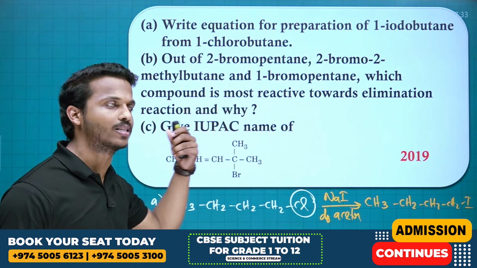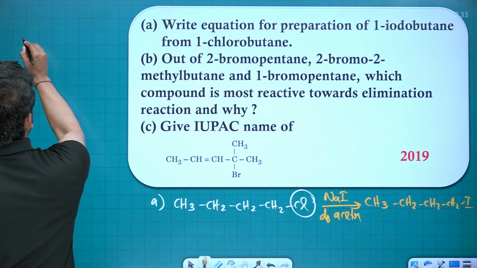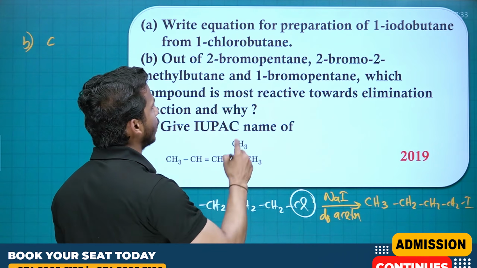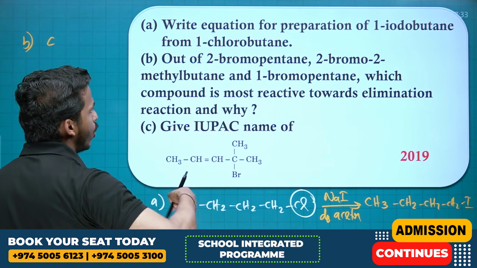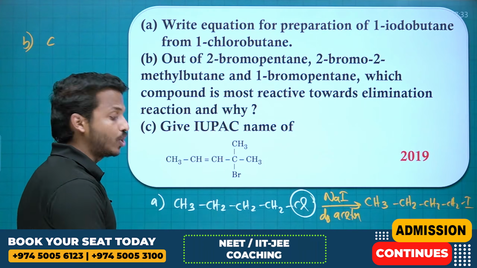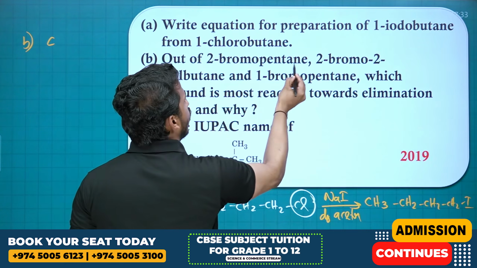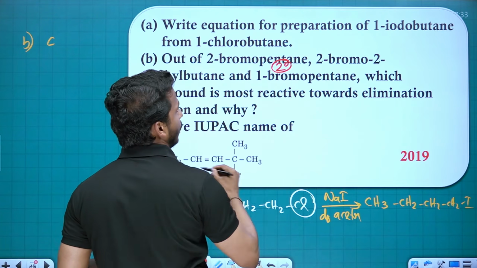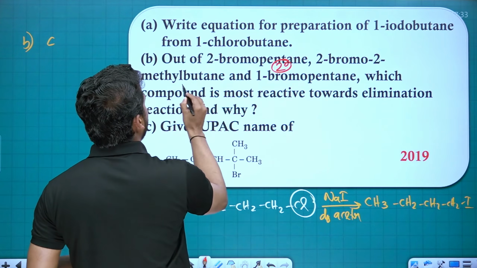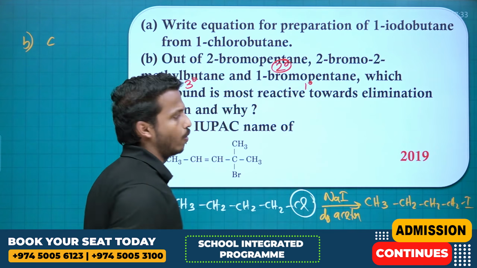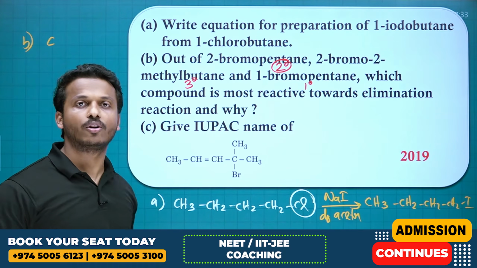Very simple Finkelstein reaction. Second question B: out of 2-bromopentane, 2-bromo-2-methylbutane, and 1-bromopentane, which compound is most reactive toward elimination reaction? I'm not drawing the structure. 2-bromopentane is a secondary haloalkane. 2-bromo-2-methylbutane is a tertiary haloalkane. 1-bromopentane is a primary haloalkane.